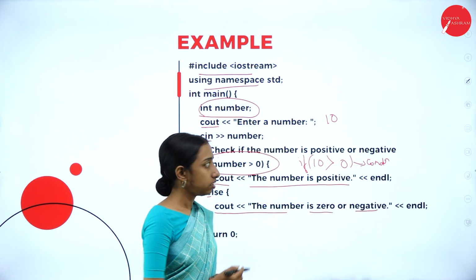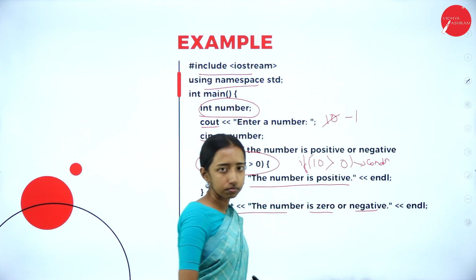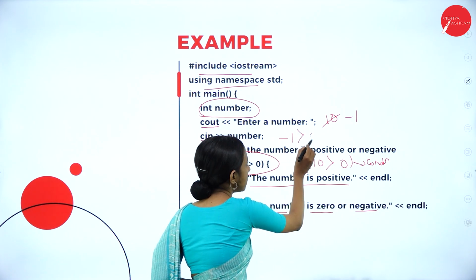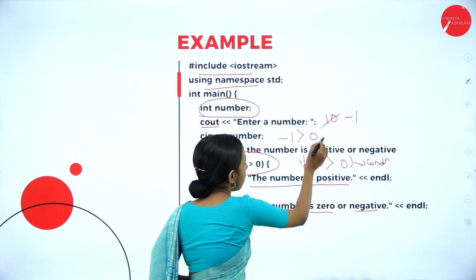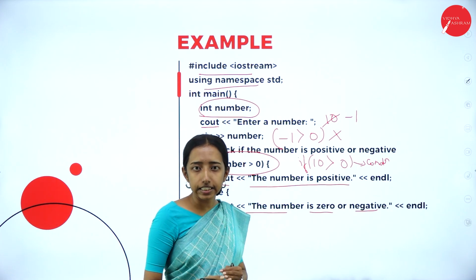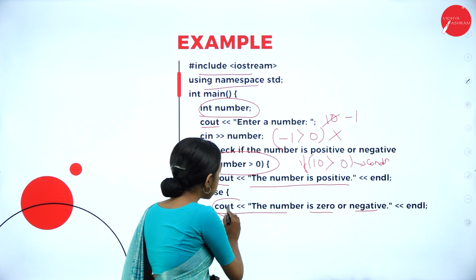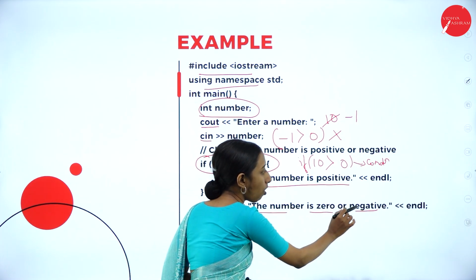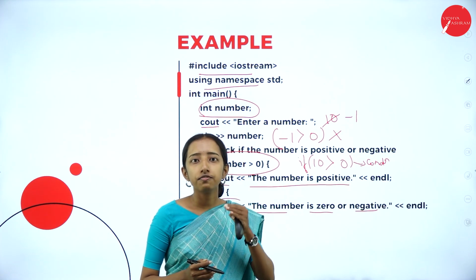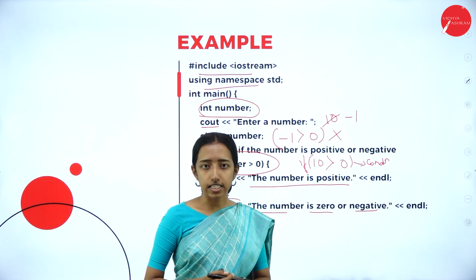If I have given enter the number, I will be giving -1. It will check if -1 is greater than 0. This condition is false, right? -1 is not greater than 0. Then the else part statement, that is the cout, the number is 0 or negative, will be executed. So that's why it is called if-else statements. So this was about the if-else statements.